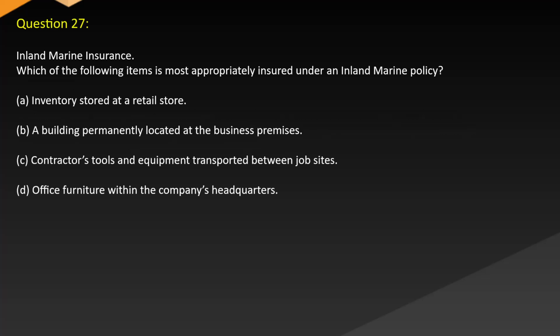Question 27. Inland marine insurance. Which of the following items is most appropriately insured under an inland marine policy? A. Inventory stored at a retail store. B. A building permanently located at the business premises. C. Contractors' tools and equipment transported between job sites. D. Office furniture within the company's headquarters.